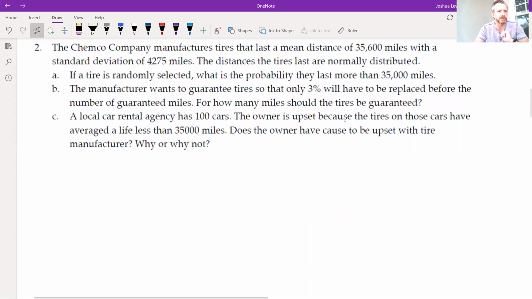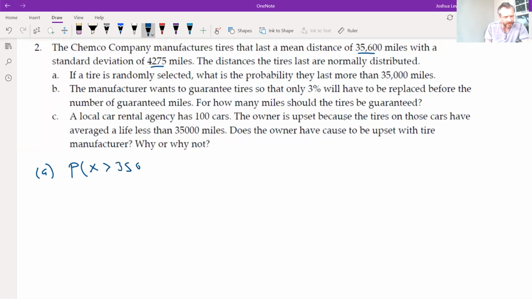Number 2, Kemco Company manufactures tires that last a mean distance of 35,600 miles, the standard deviation. So A, one tire randomly selected. So probability that X lasts more than 35,000 miles. And so again, if you're using a TI 80 something, you'd have normal CDF and then 35,000, 10 to the 99.